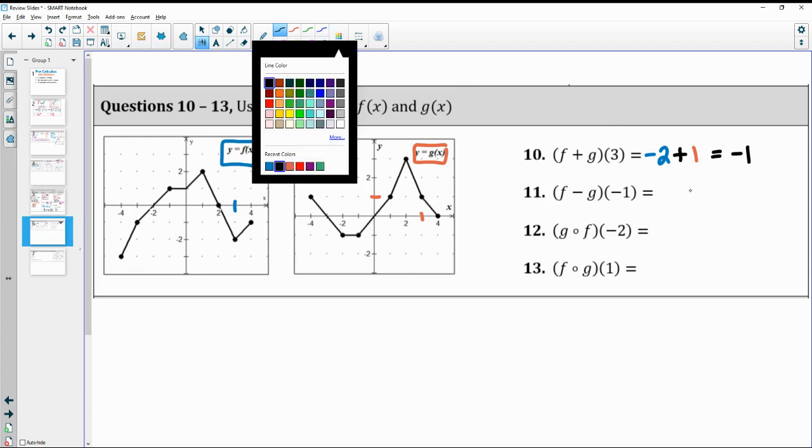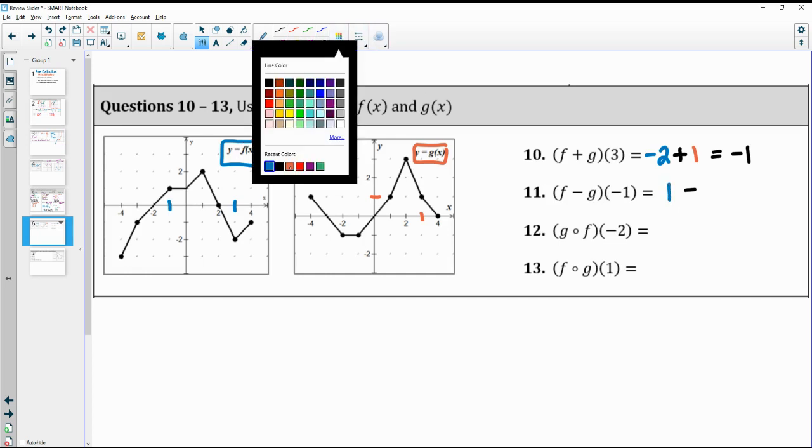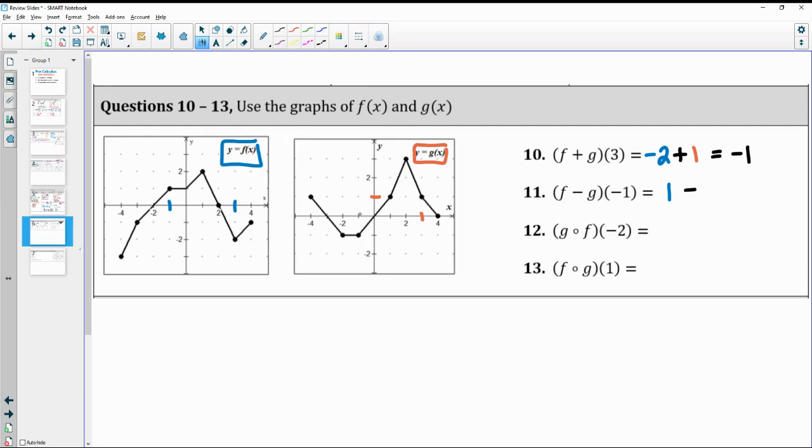This next one, we're going to subtract the two functions. And this time we're plugging in negative 1. So we'll go to the f function at negative 1, gives us an output of 1. And then the g function at negative 1. So here's negative 1. The output is also negative 1. And so if we do 1 minus negative 1, we get 2.